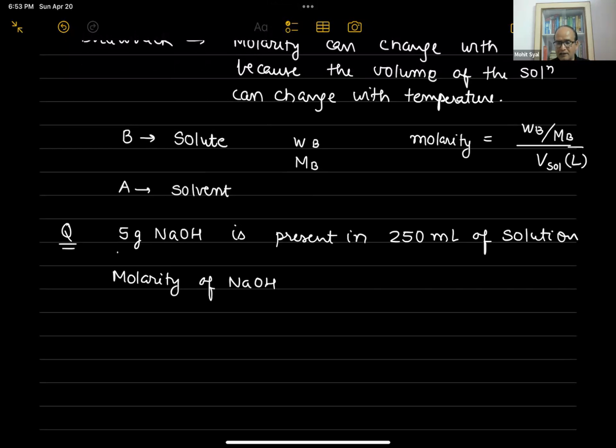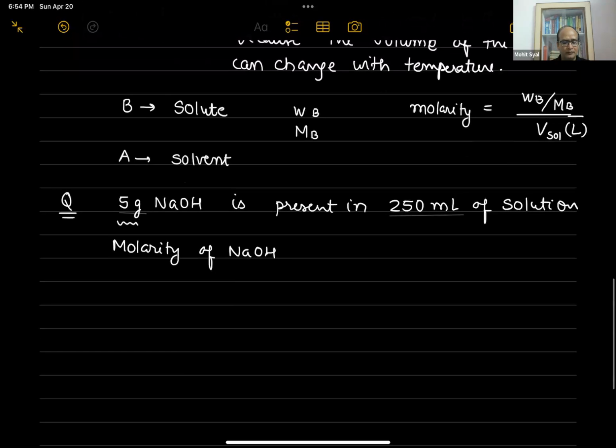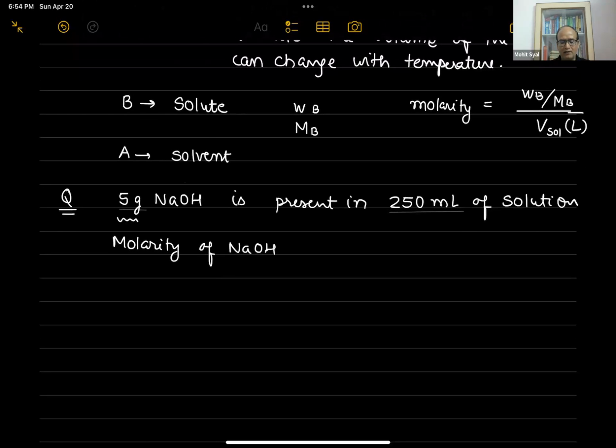But is this the mole, or is it the mass? First we have to calculate the moles, so it will be 5 upon the molar mass of NaOH. So the molar mass of NaOH: Na plus oxygen plus H, Na is 23. This will be given to you, okay? And oxygen is 16, and H is 1. So 23 plus 16 plus 1 is 40 grams per mole. That is the molar mass, meaning it is the mass of 1 mole of NaOH. That is 40.